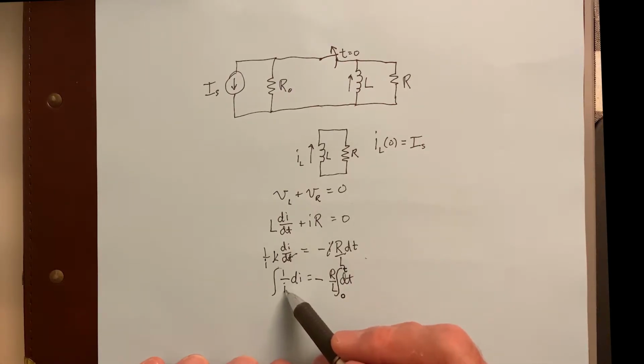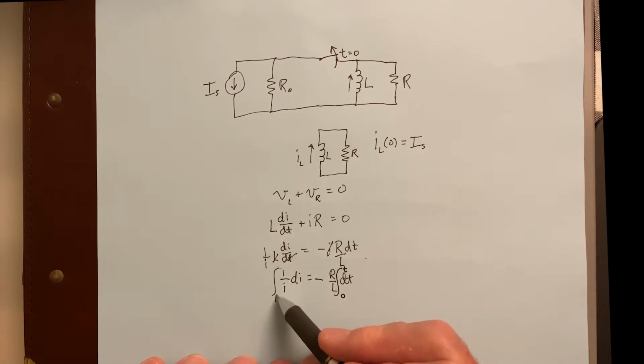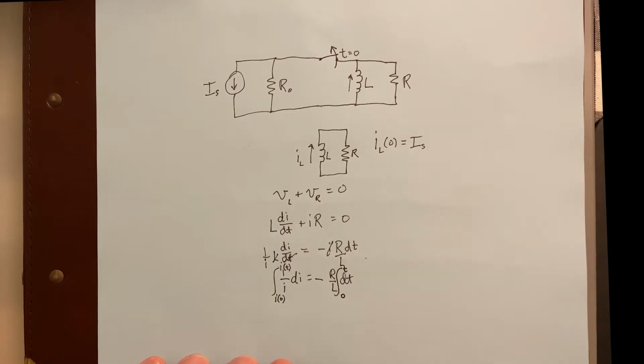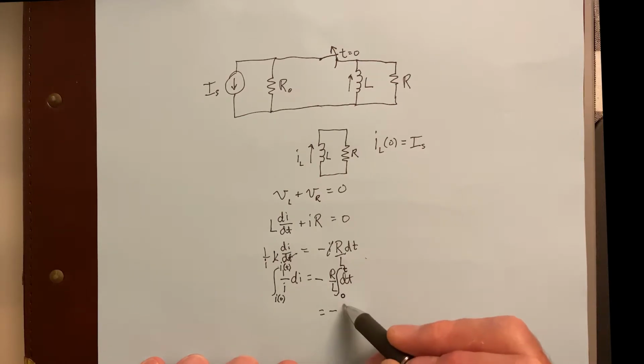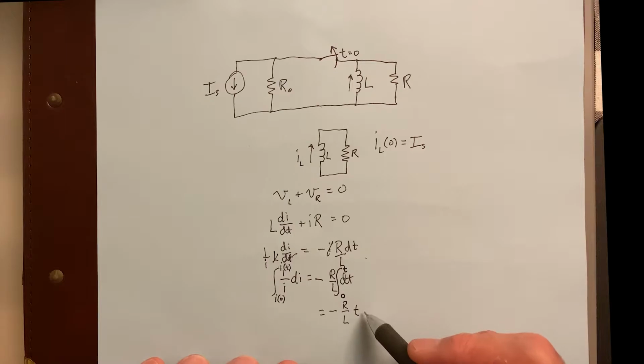Over here, we're integrating over I, so this is going to be I at this first time, I at 0. And then the top limit is just going to be I at some arbitrary time t later. Okay, so the right-hand side is pretty straightforward. We're going to have minus r over L, and this is just going to evaluate to be t. It's really t minus that initial time, but it's 0 in our case.